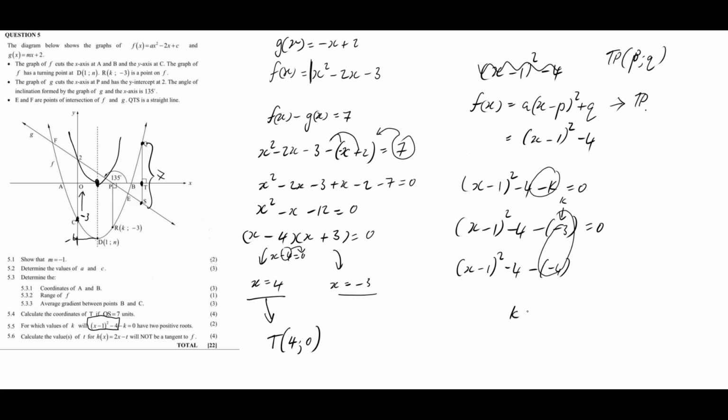Okay, so I'm going to say k has to be smaller than the -3, but bigger than the -4. Right, so this is where k has to be for our positive side.